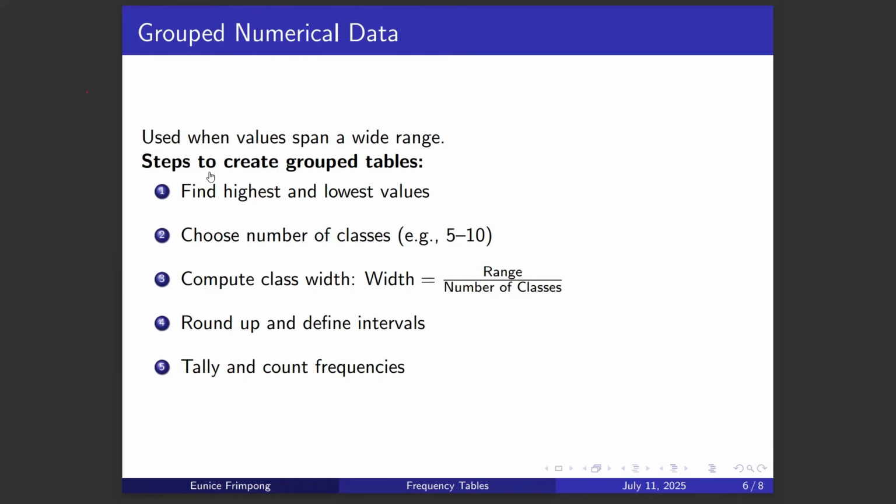So here are the steps to working with grouped numerical data. The first is to find the highest and the lowest values. Number 2, choose the number of classes you want, which could be between 5 and 10. Step 3, compute the class width, which should be the range over the number of classes. Remember, we found the range from step 1 and the classes from step 2. Step 4, round up and define the intervals. And then finally, tally and count your frequencies.